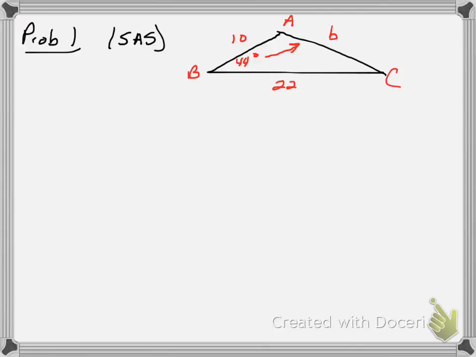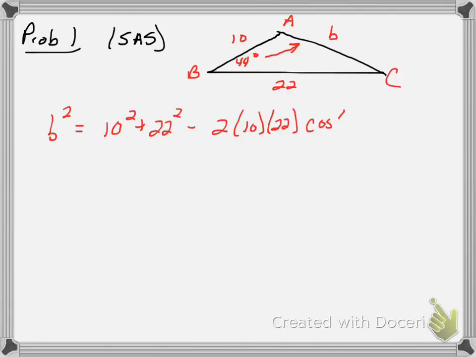So we're going to start with b, so it's b squared equals, now you're done with the b, so you don't have to deal with b anymore. It's going to be the other two sides, which is 10 squared plus 22 squared minus 2 times 10 times 22 times the cosine of that 44 degrees. So always start with the side opposite the angle, either one you're looking for or one they give you. Okay, and that's where you go from there.